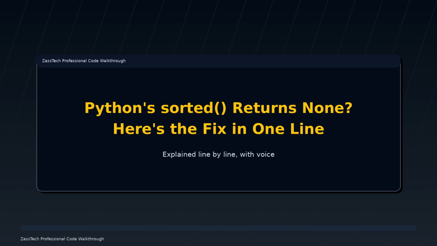The most common mistake even experienced Python devs make is assuming sorted returns the sorted list, but when you use reverse equals true, it silently returns none.